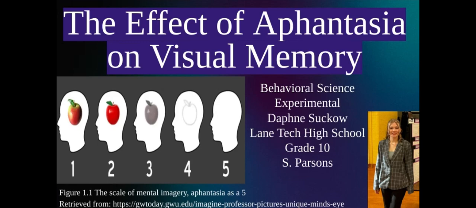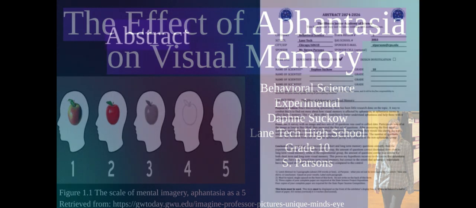My name is Daphne Suko, and my project is the effect of aphantasia on visual memory. This is the scale of phantasia, ranging from a 1, hyperphantasia, to a 5, aphantasia, the basis of my project. This is my abstract, my safety sheet, and my humans as test subject endorsements.